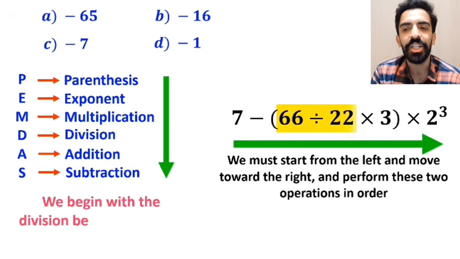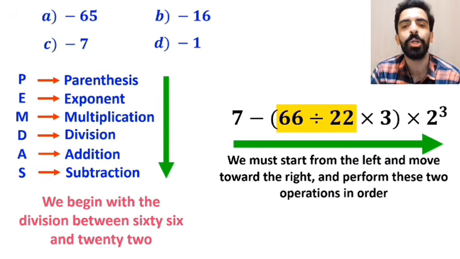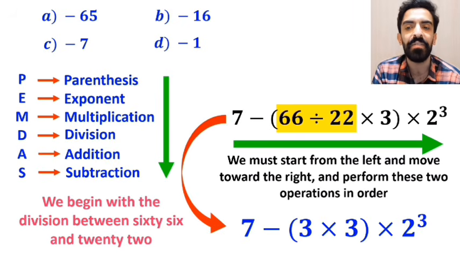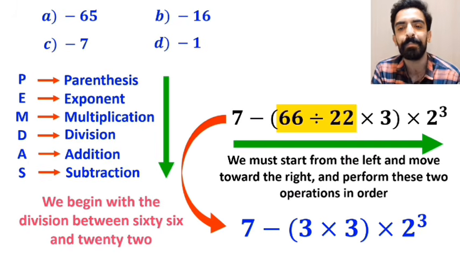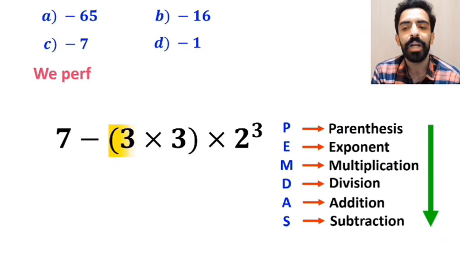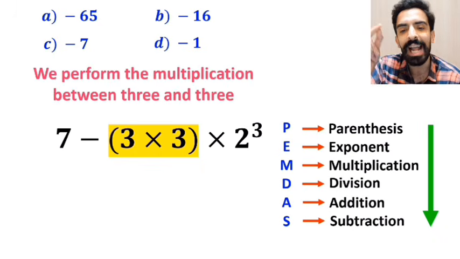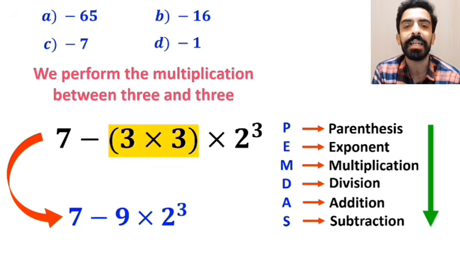So, we begin with the division between 66 and 22, and this expression simplifies to 7 minus 3 times 3 inside the parentheses, then multiplied by 2 cubed. And the next step, we perform the multiplication between 3 and 3, and write this expression as 7 minus 9, then multiplied by 2 cubed.